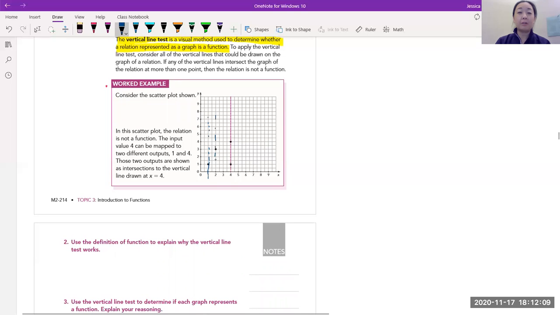Here's another. Does it cross the line more than once? Nope, that's good. And then we finally get to this one, and yeah, it crosses the line more than once, at two different points. So even at one point, if it does that, the whole thing's not a function. And that's why this is not a function, okay?